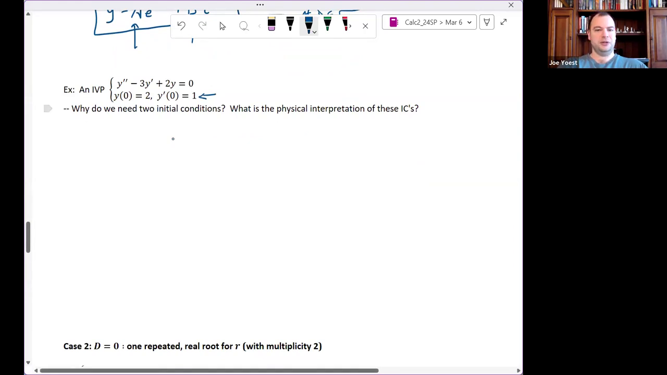Okay, so what do we do here? Well, we first solve the differential equation, get the most general solution, and then we figure out what are the values of the arbitrary constants to satisfy the constraints.